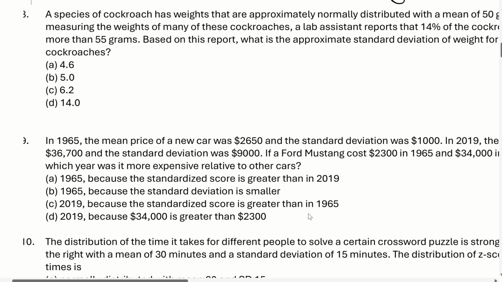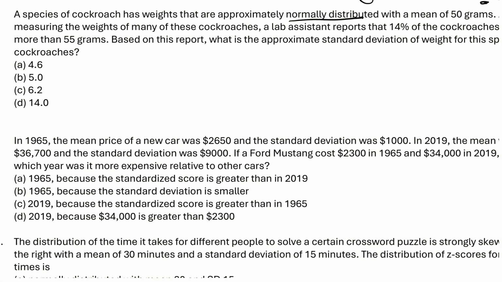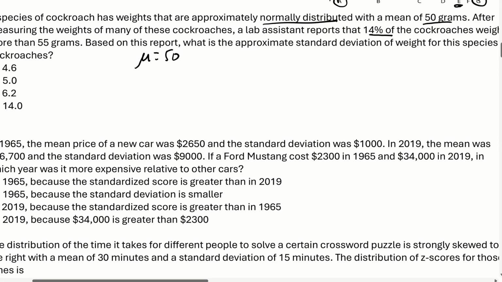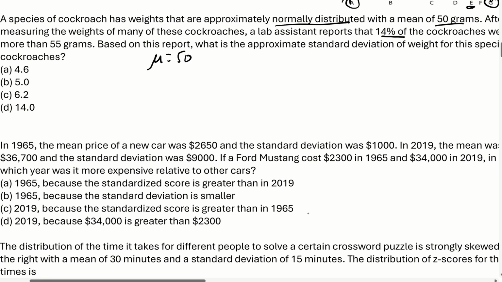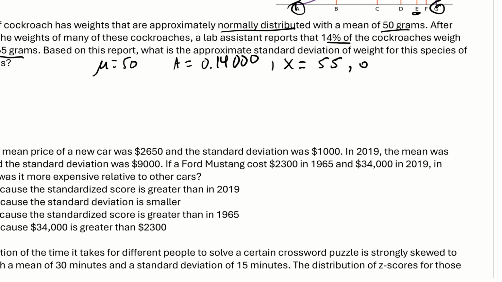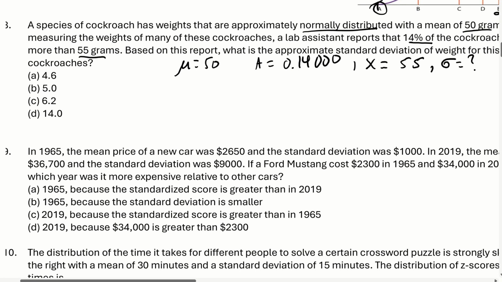All right, so number 8, a species of cockroach has weights that are approximately normally distributed with a mean of 50 grams. So we got mean is 50. Measuring the weights of them, a lab's assistant reports that 14% weigh more than 55 grams. So we got an area of 0.1400, converting that to decimal. And then we have a weight, that's my X value. That's my actual weight, so that's my X of 55 grams. Based on this report, what is the approximate standard deviation? So we are looking for that for this species.